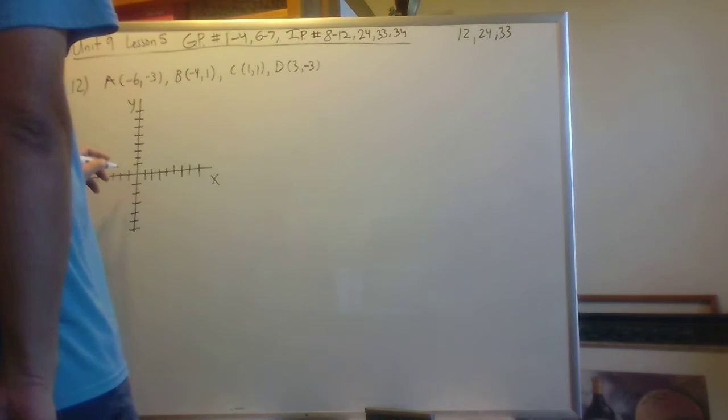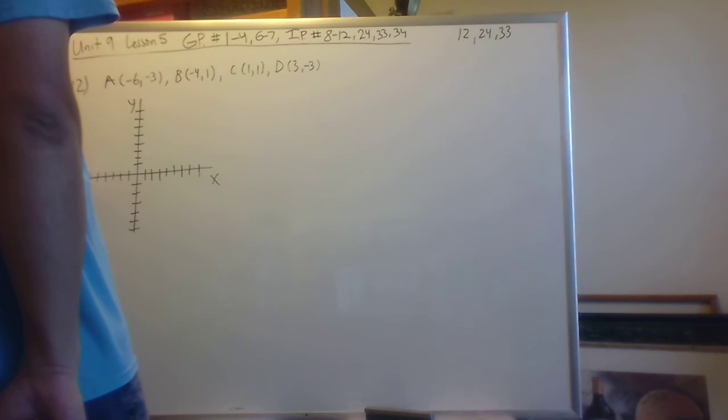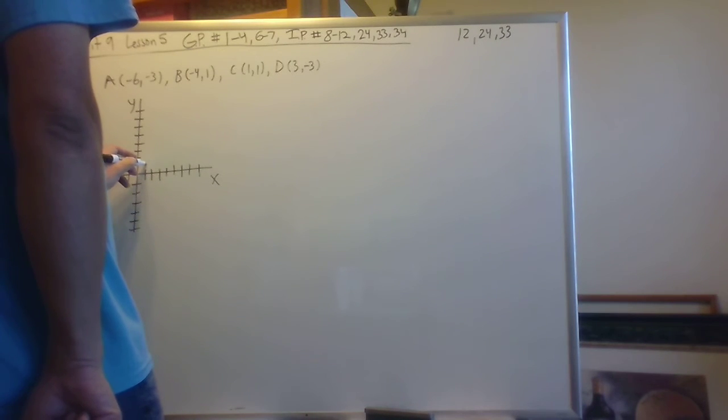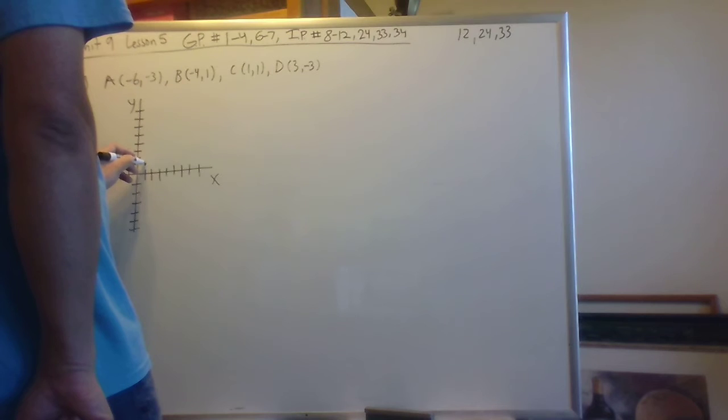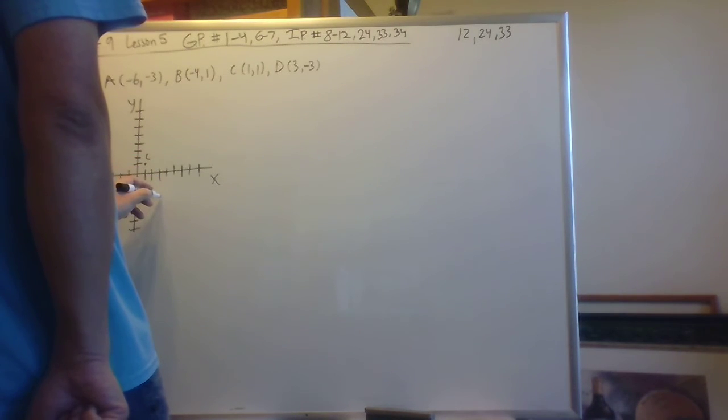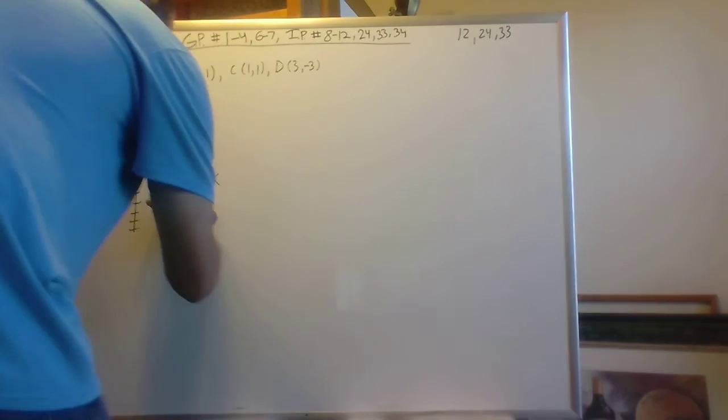So I have -6, 1, 2, 3, 4, 5, 6, and -3. So A is right there. B is at -4 and -1, so it's right there. C is at 1, 1, and D is at 3, -3. So right about here.